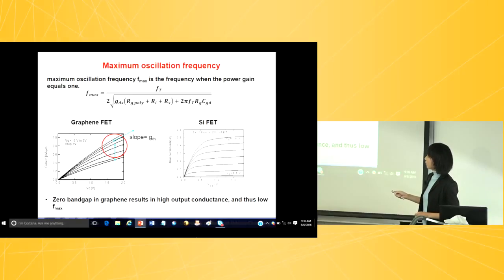For graphene, however, there is no band gap, so you can't have a depletion in the channel or a pinch-off in the channel. That means the current will keep going when you increase the drain bias. That means the output conductance, GDS, is very high as compared to silicon or III-V materials. That means the Fmax can be much lower than the cutoff frequency. So that's the primary problem for a graphene-based RF device.